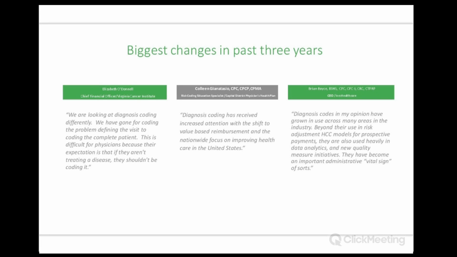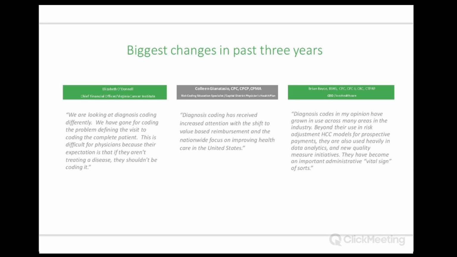From our CFO: the problem with a lot of providers right now is accommodating this change in the need to truly reflect the patient at the time of that encounter and accounting for all the conditions that were present that affected some sort of treatment. And we'll look at that guideline from ICD-10.